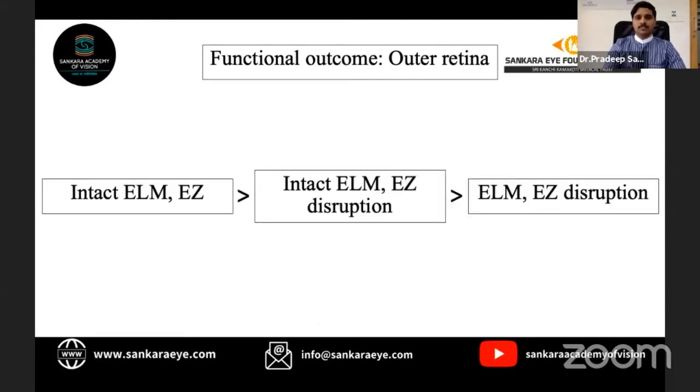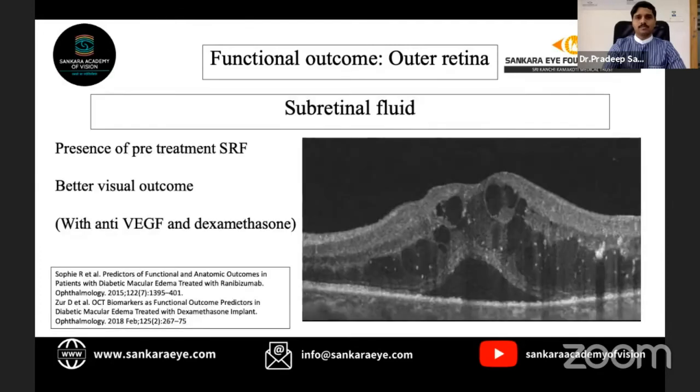So in patients, if we see that there is an intact external limiting membrane and ellipsoid zone, the visual acuity is usually better and the functional outcome is good compared to those cases in which there is an ellipsoid zone disruption with an intact external limiting membrane. But if both external limiting membrane and ellipsoid zone are disrupted, the visual acuity tends to be quite poor.